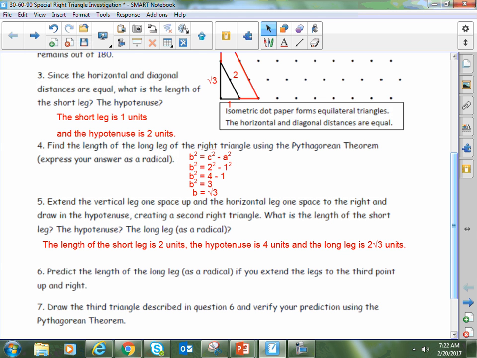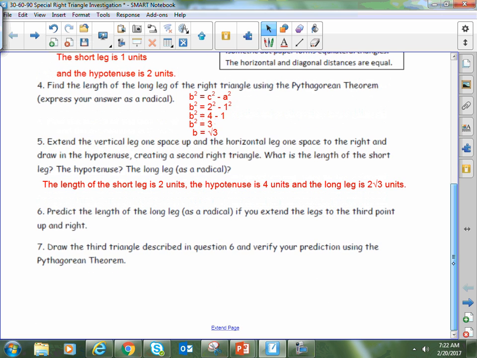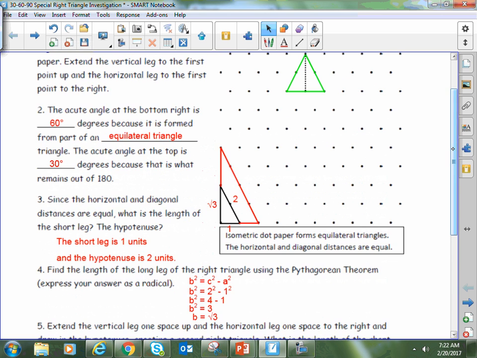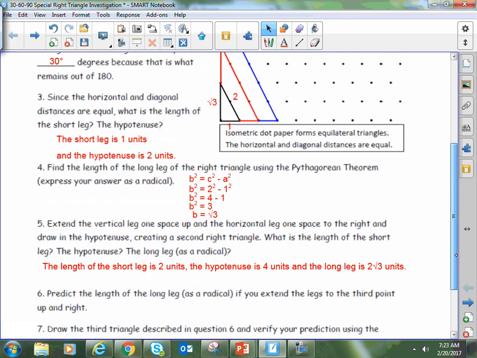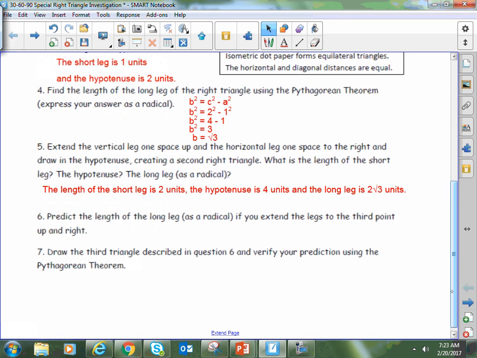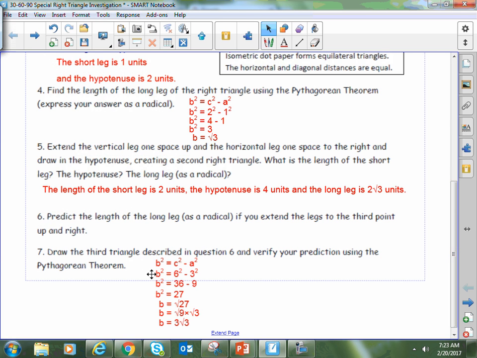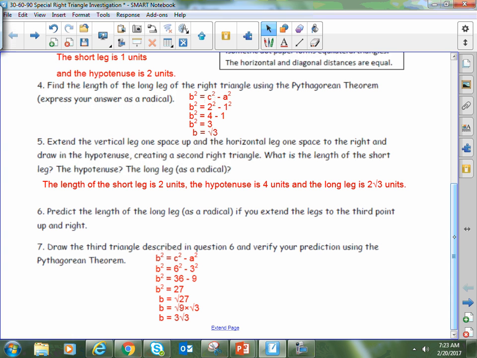Now part 6, I'm not having anything filled in here simply because you're supposed to make a prediction. What will the length of the long leg be if we extend it out a third time? If you do extend it out a third time, we're going to wind up with something that looks like this. And when you do the Pythagorean theorem to find the length of the long leg of the third triangle, it will be 3 radical 3 units long.